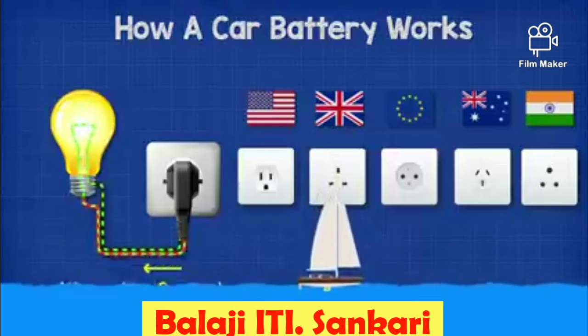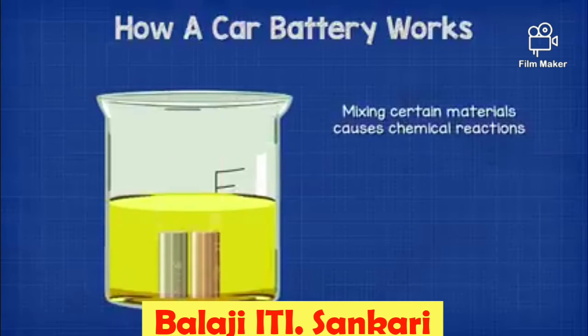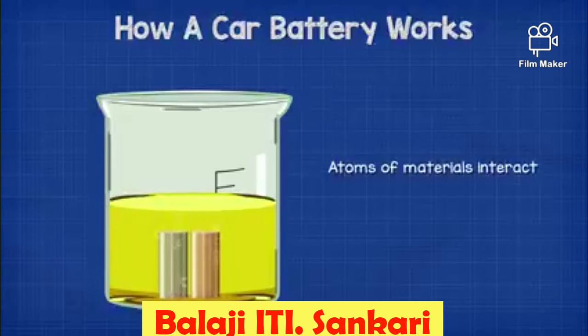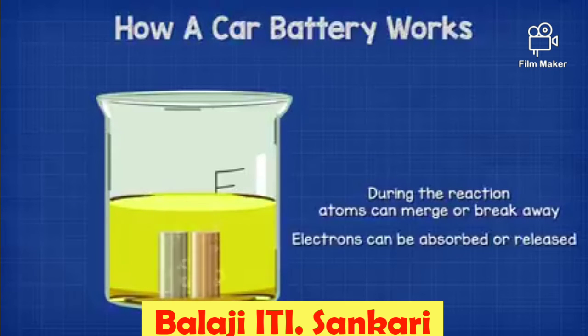When we mix certain materials together, we can cause chemical reactions. This is when the atoms of one material interact with the atoms of another material. During this interaction, atoms will bond together or break apart. Electrons can also be released or captured by atoms during this reaction.